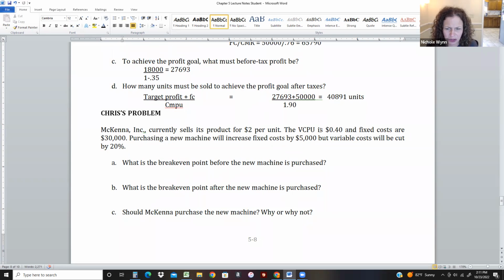And so currently he sells them for 2. And so SPPU minus VCPU is 2 minus 40 cents. And so it looks like his CMPU is $1.60. So his fixed cost divided by CMPU would be 5,000 divided by 1.6.